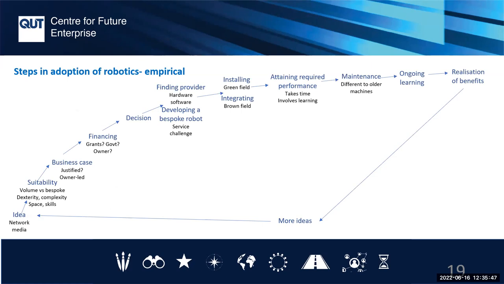This is what our data told us. Is it readable? Not really. All you need to know is there's a lot of steps there, and it kind of makes sense. There's the idea, and we go on to, is it suitable? The business case, and there are some great quotes about this, which I'll put up next. Financing, where people mentioned that government support was really important. The decision: finding the provider, or do you make it yourself? And if you do, how do you do that?